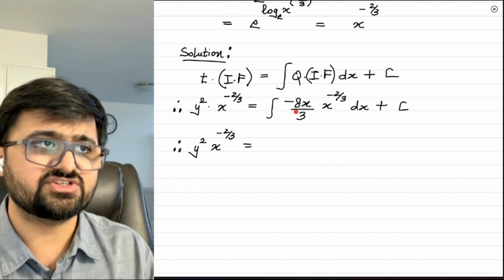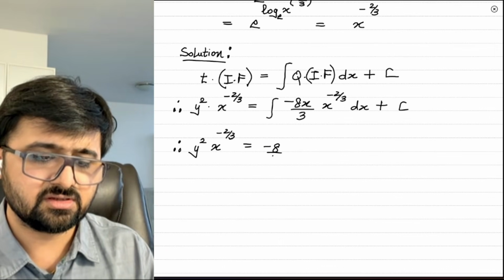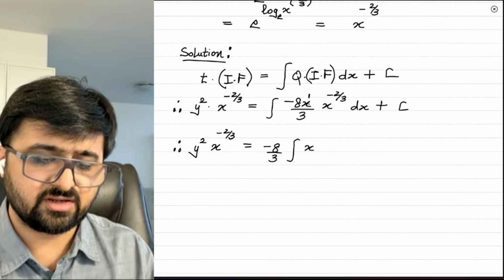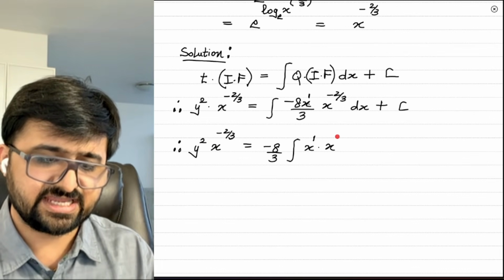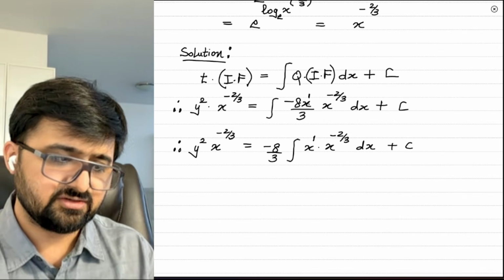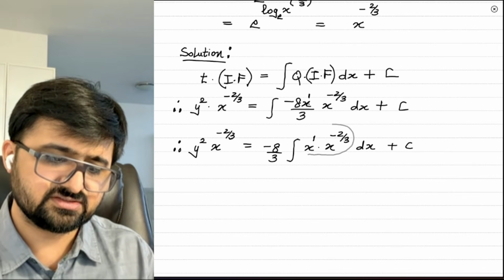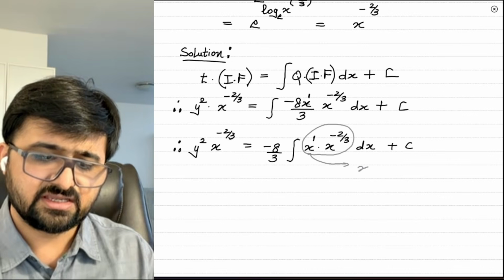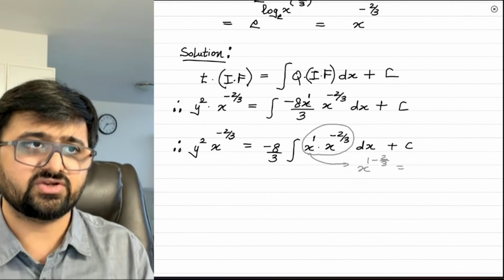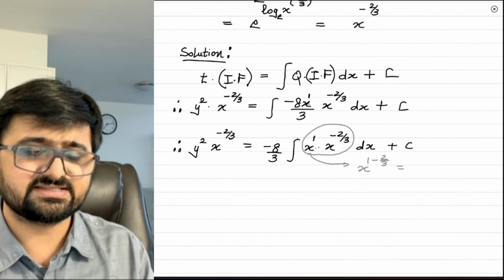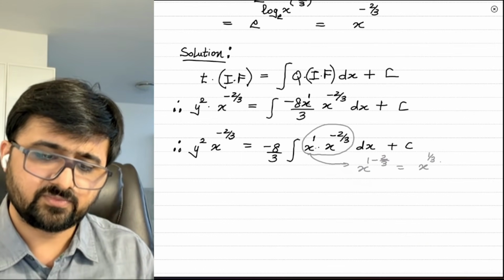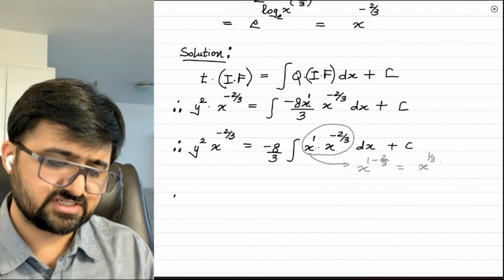So y square into x to the power minus 2 by 3 is equal to, and the minus 8 by 3 is a constant that can be taken out of the integration. Here we can apply the law of indices. This is x to the power 1 times x to the power minus 2 by 3, which can be written as x to the power 1 minus 2 by 3. If the base is the same, the powers get added up, so this will become x to the power 1 by 3. Now we can complete our integration.